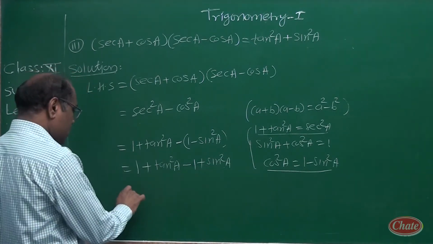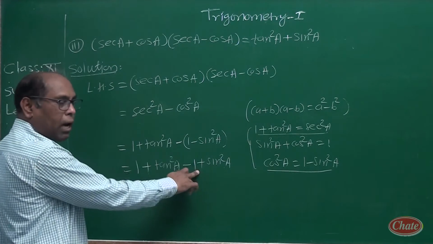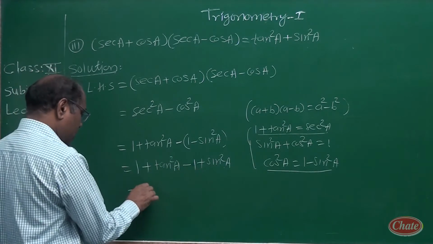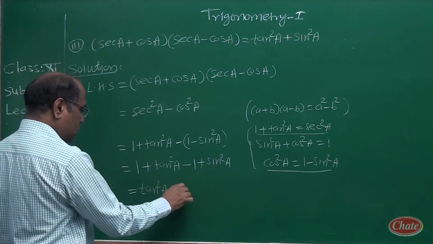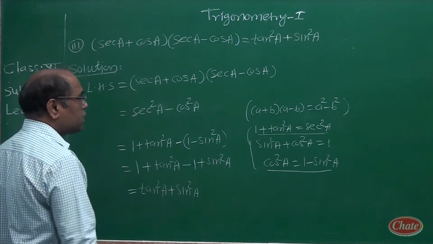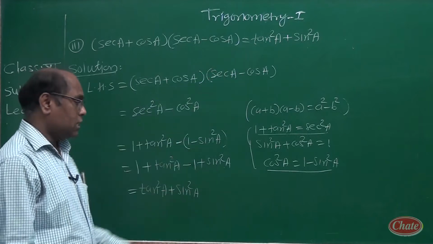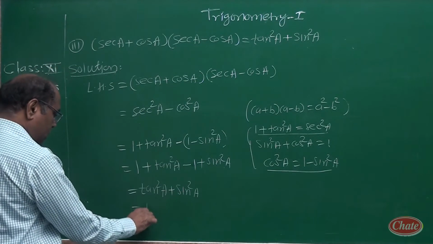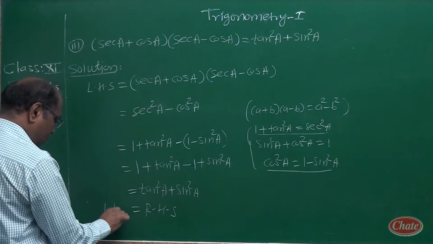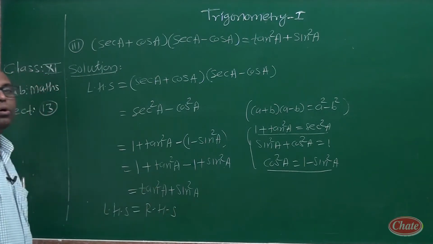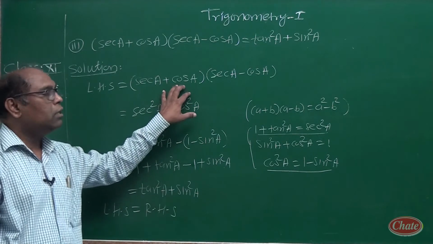And so that is equal to, 1 minus 1 gets cancelled. So what we get here? Tan square A plus sin square A, and that is nothing but the right hand side. Tan square A plus sin square A, that is the RHS. So therefore left hand side is equal to right hand side, therefore that is the required proof.